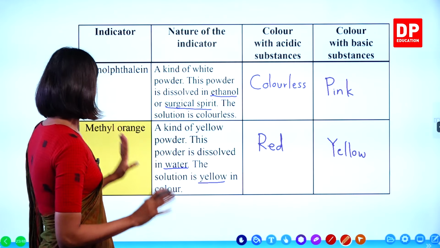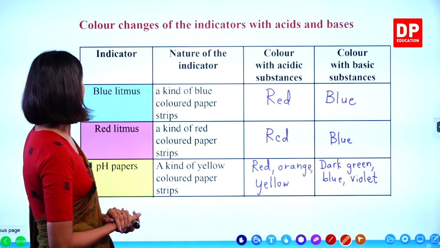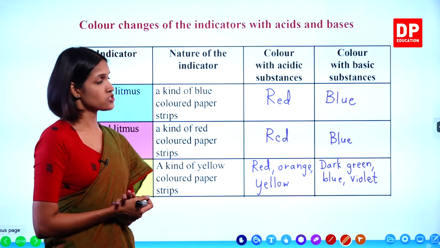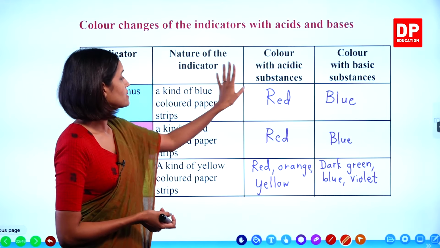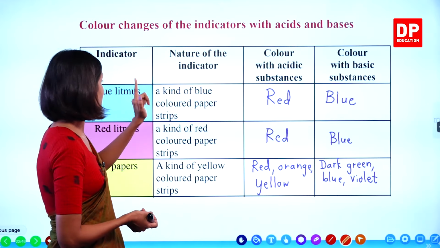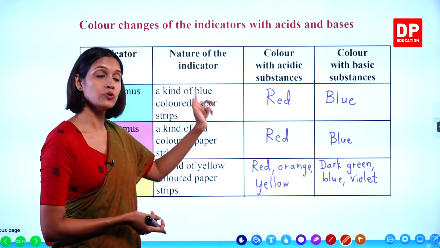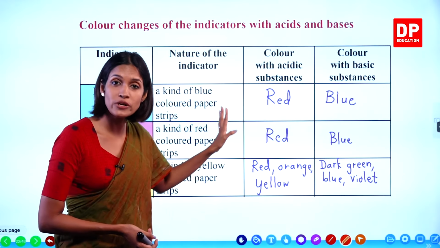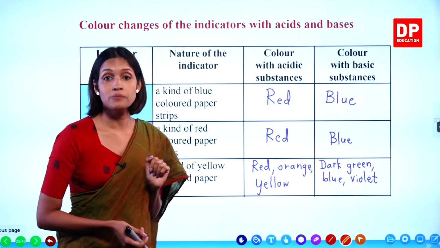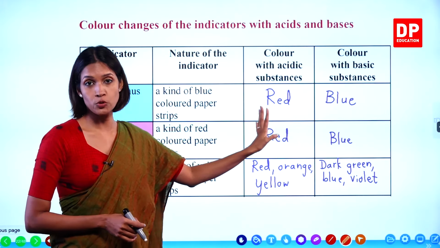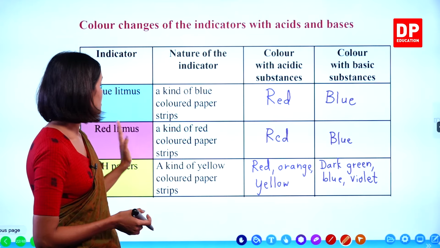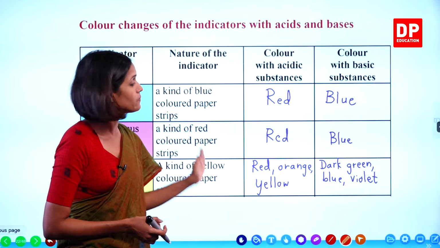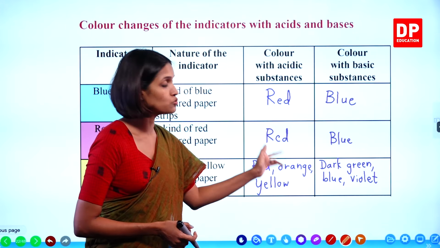Okay children, so we'll go from the beginning. When it comes to blue and red litmus, they are blue color and red color paper strips, right? So litmus color with acids is always red color. It means red litmus does not change the color with acids, blue litmus turns red. With bases, the color of litmus paper is always blue. It means blue litmus does not change the color with basic substances, but red litmus turns blue color, right? And pH papers are yellow color paper strips, and with acids, red, orange or yellow color, and with bases, it is dark green, blue or violet color.